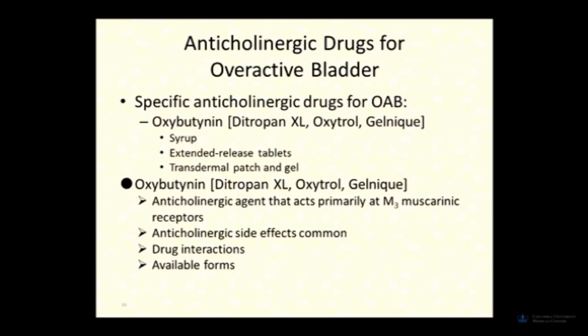Oxybutynin, which is going to serve as our prototypic drug for these overactive bladder drugs. It's available in a syrup, extended-release tablets, and even a transdermal patch and gel. Okay. Oxybutynin is the generic name. It has several trade names in parentheses. It acts primarily at the M3 muscarinic receptor, right, which is the receptor you see in the bladder. It's going to have broad anticholinergic side effects. It's going to have drug interactions with that larger category of anticholinergic-like drugs, and it's going to be available in these different forms.